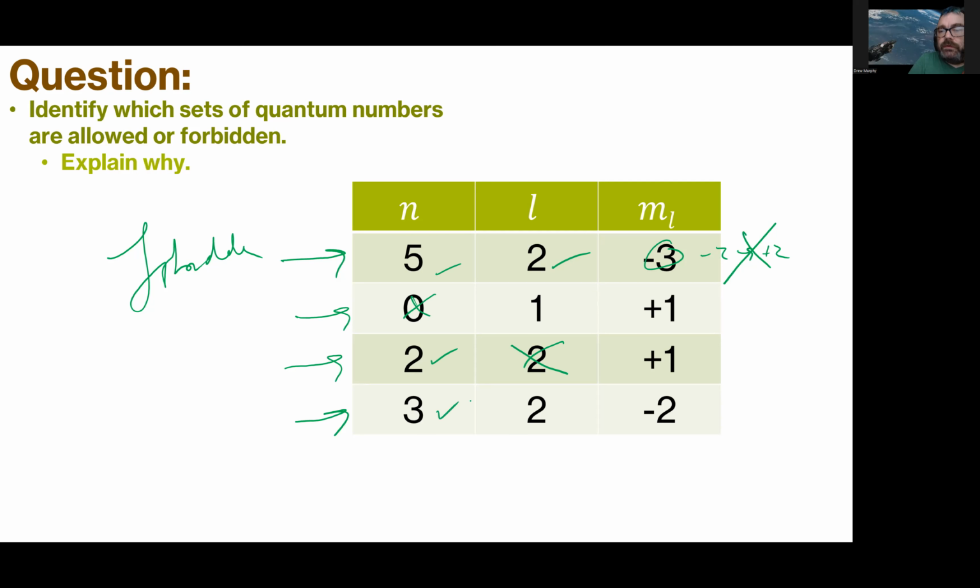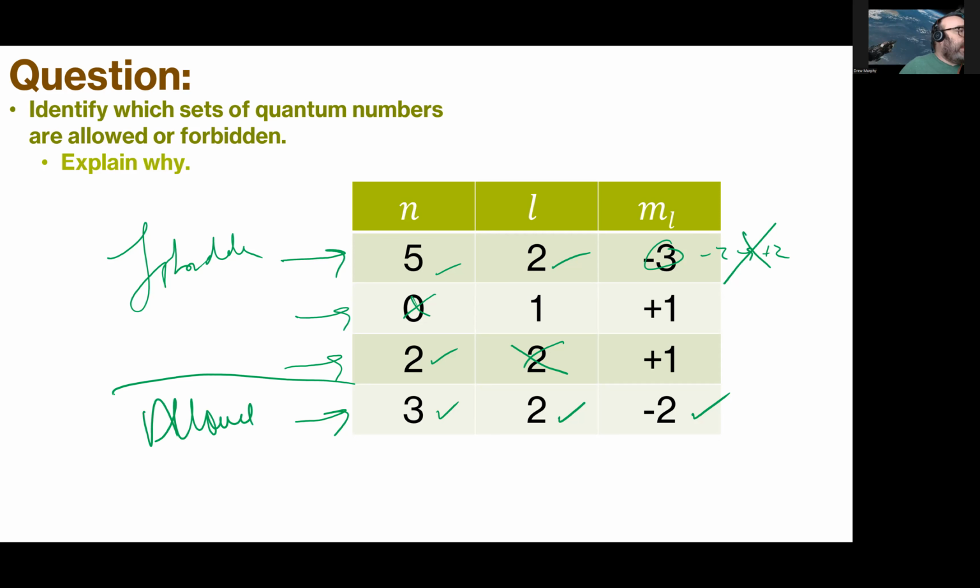On the last one here, if n equals 3, 3 is reasonable. 3 means L has to be max of n minus 1, that's 2, so that's okay. And if it's 2 here, this has to be between -2 and +2, and that is also true. So this one is allowed, and the rest of them are all forbidden. So we've got to be able to look through those as we do it.